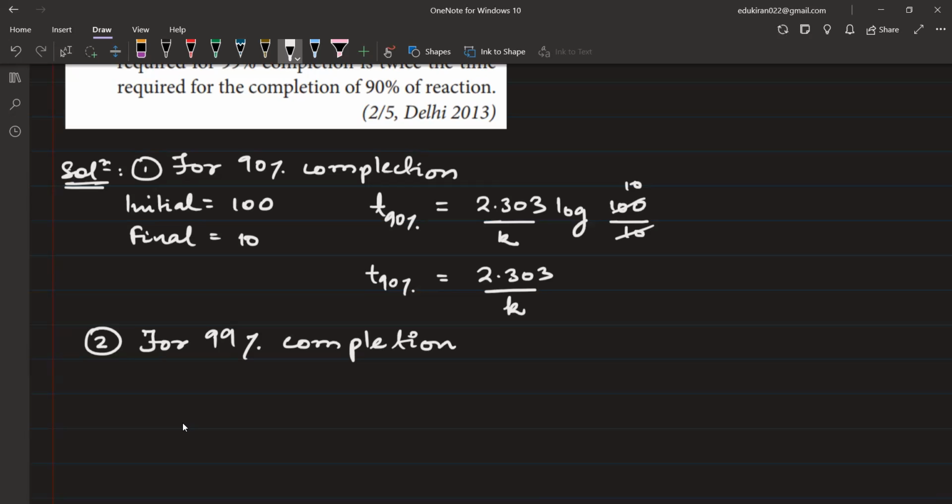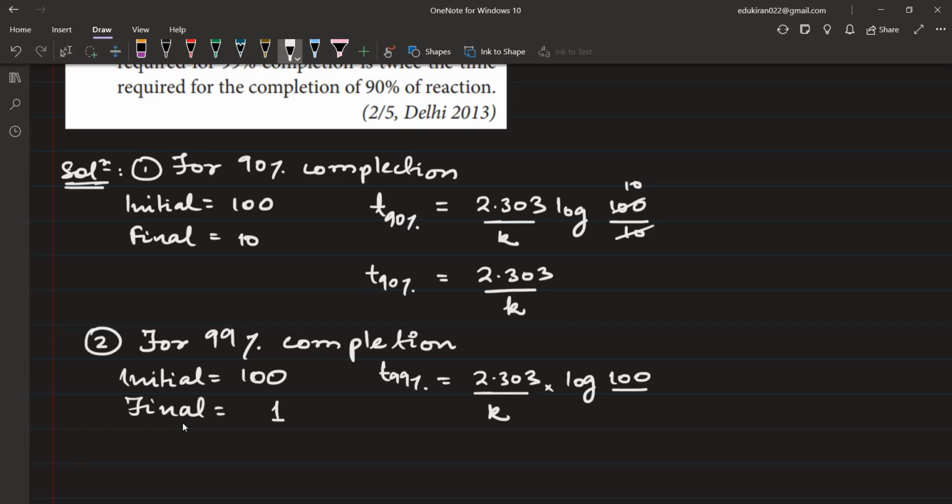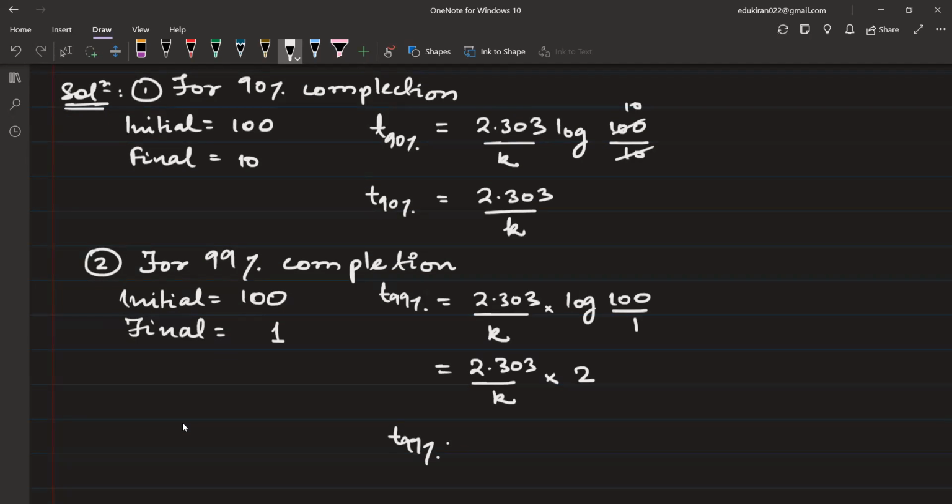Okay, fine. For 99% completion, initial will be 100. Final will be 1. So T 99% is equal to 2.303 divided by K into log of 100 upon 1. Log of 100 is equal to how much? 2, right? And we can write this now as T 99% is equal to 2 times, this value is what? T 90%, yes or no, please tell me. Yes, sir. Right, is equal to T 90%. We can write this as 2 times T 90%. Got it guys, yes or no, please tell me.